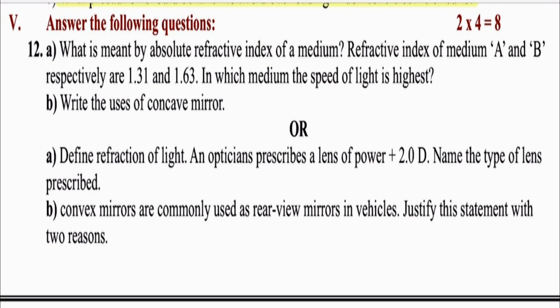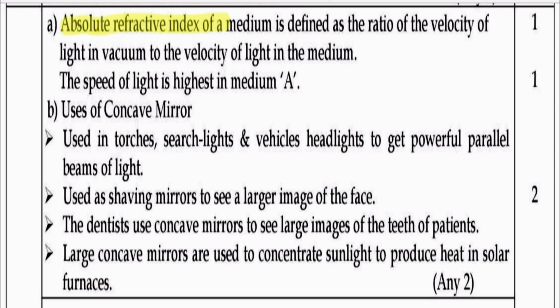Fifth main, answer the following questions. Question number 12. A. What is meant by absolute refractive index of a medium? Refractive index of medium A and B respectively are 1.31 and 1.63. In which medium is the speed of light highest? Absolute refractive index of a medium is defined as the ratio of the velocity of light in vacuum to the velocity of light in the medium. The speed of light is highest in medium A.